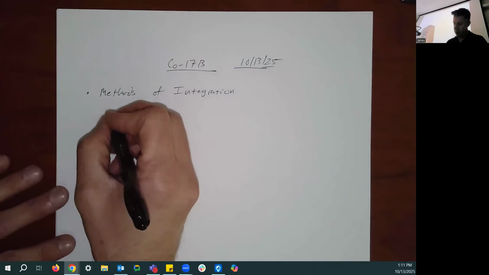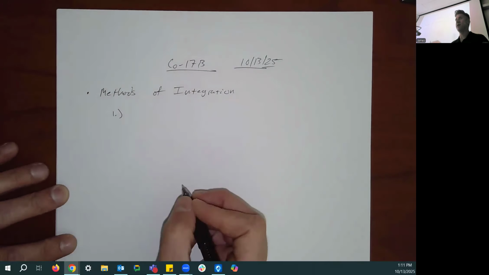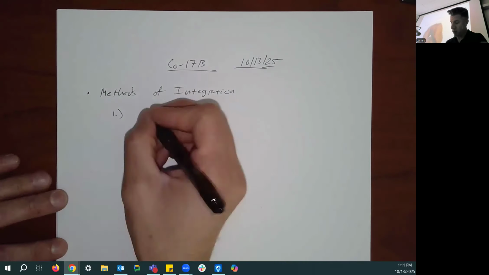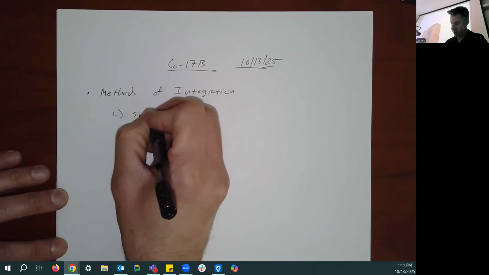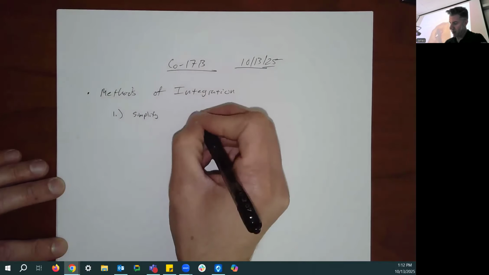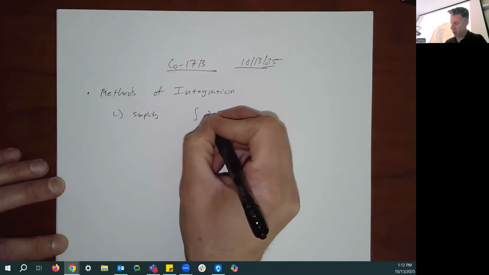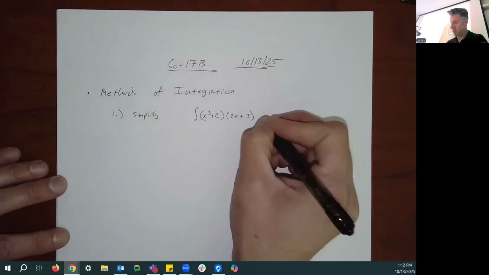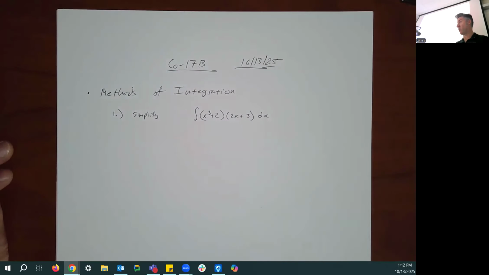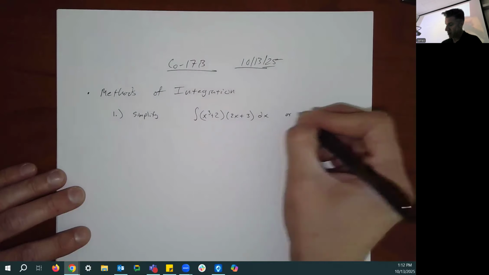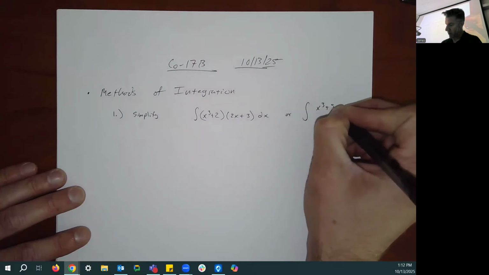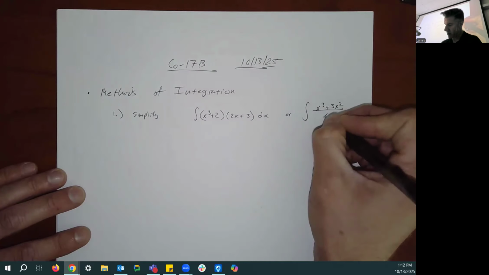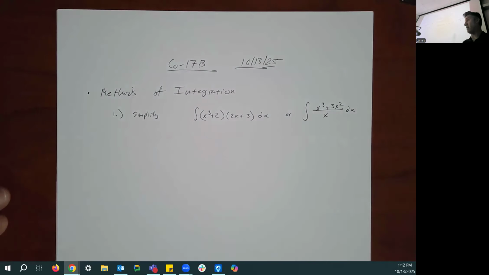A few things, let's just make a quick list of the methods we have available to us. The first thing you have available to you is, can you simplify it? So, simplify. For example, something like the integral of (x^3 + 2)(2x + 3). That's something you could just multiply out and then integrate each term. Or something like (x^3 + 5x^2)/x. That's something where you can divide each term by the denominator and then just integrate each term. So if you can simplify, great, you should.